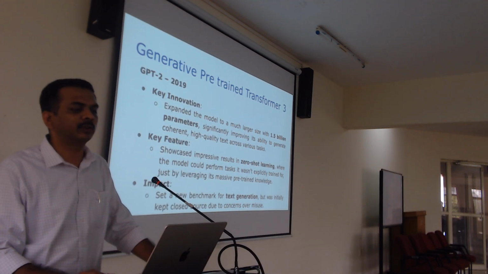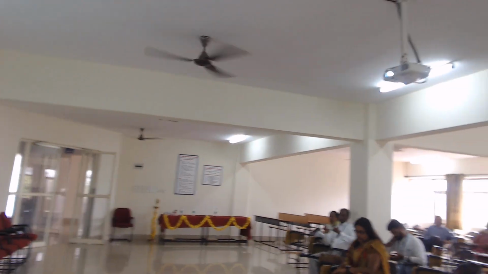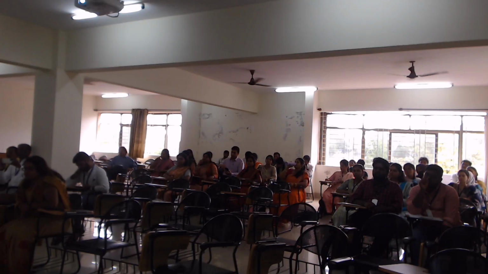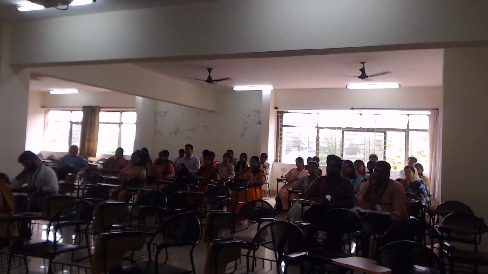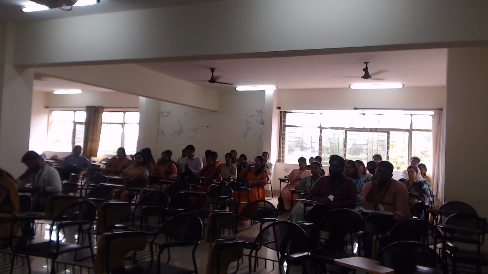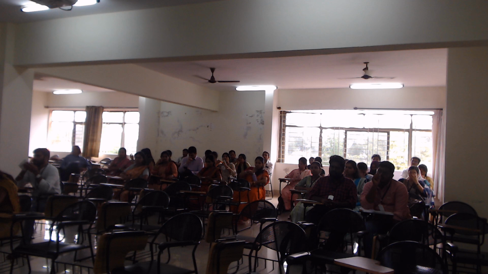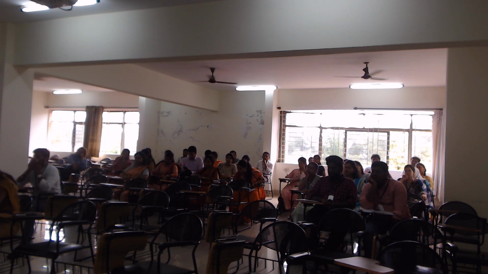So GPTs are all basically transformer-based architectures, right? GPT is unsupervised pre-training followed by fine-tuning, where a transformer-based model was first trained on a large corpus of text data and then fine-tuned for specific tasks. So what is the impact? The power of large-scale pre-trained language models enabling broad understanding of language context. Then GPT-2 was released, right? What is the difference between 1 and 2? Parameters have been enhanced, up to 1.5 billion parameters. The model size has been increased.